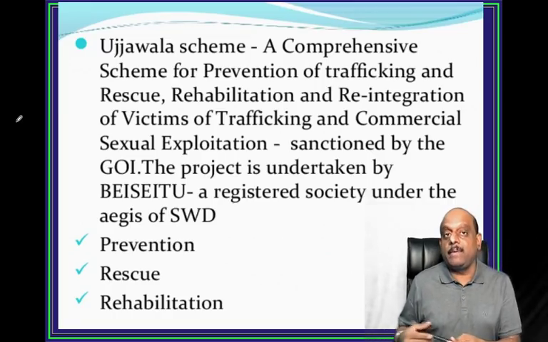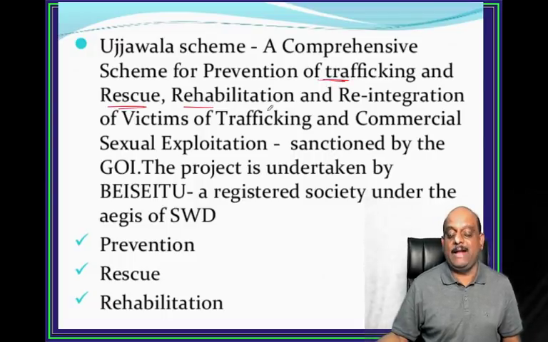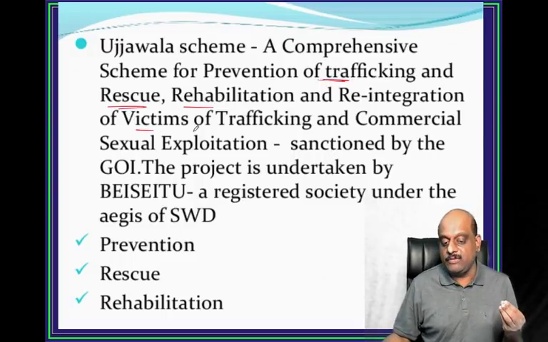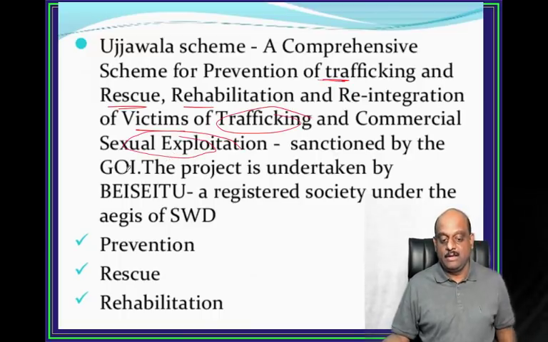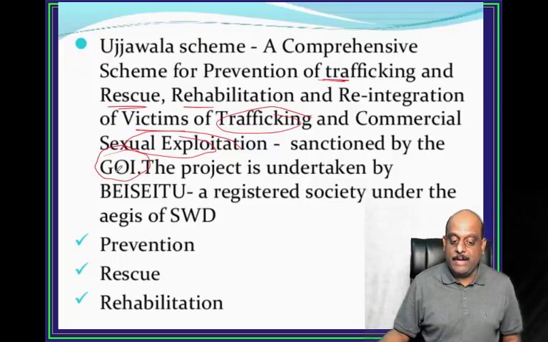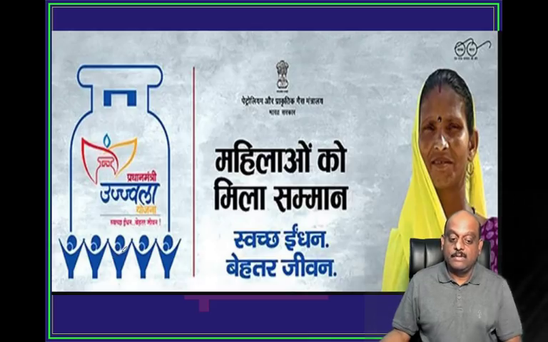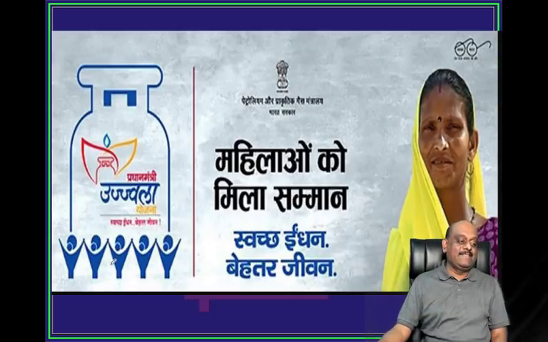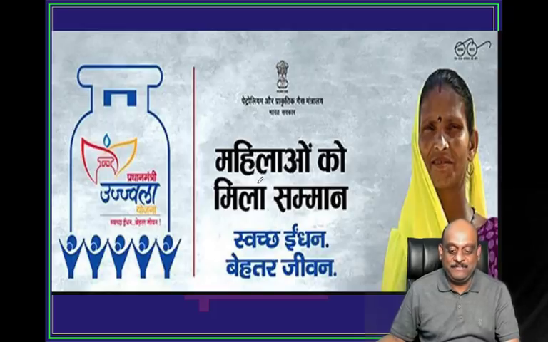Ujjwala is a comprehensive scheme to prevent trafficking and rescue, rehabilitate and reintegrate the victims of trafficking and commercial sexual exploitation. Sanctioned by the Government of India. And there is one more Ujjwala scheme of Prime Minister Narendra Modi ji.